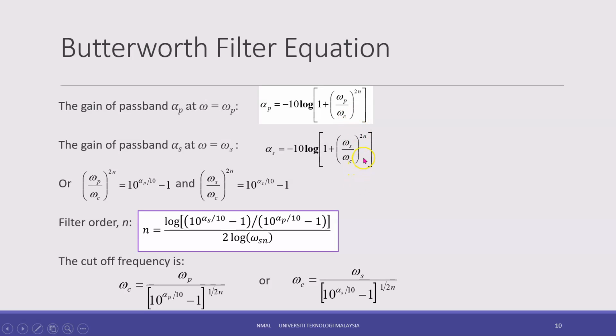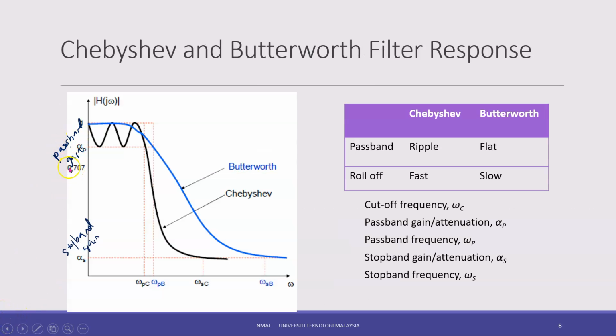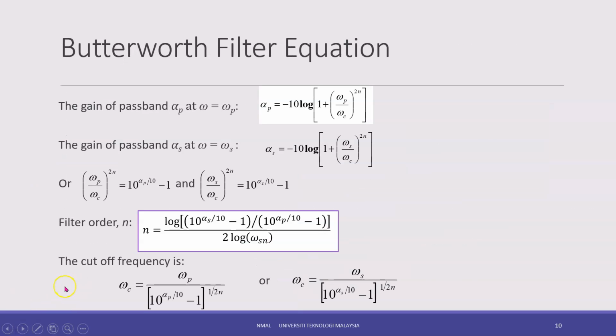The formula is almost the same, except for alpha P we use omega P at the numerator, and for alpha S we use omega S at the numerator. To find both values of alpha P and alpha S, you need to know omega C, which is the cutoff frequency. Cutoff frequency is the frequency at which the gain is negative 3 dB down from the maximum gain. So this is negative 3 dB, 0.707. If you take log 10 of 0.707 and multiply by 20, you will get 3 dB. For example, the Butterworth omega C is somewhere here.